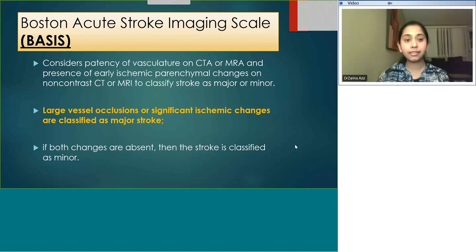There is another scoring system, BASIS, which is not commonly used. It is the ASPECT scoring system which you have to understand better. This BASIS was done at Boston. So this is the Boston Acute Stroke Imaging Scale. It does not use a clear-cut demarcation. So it basically considers the arch vessel occlusion along with the parenchymal changes to classify it into major and minor stroke. So as per the BASIS, large vessel occlusion or significant ischemic changes are classified as major stroke. So it is not very helpful for us to classify the stroke.